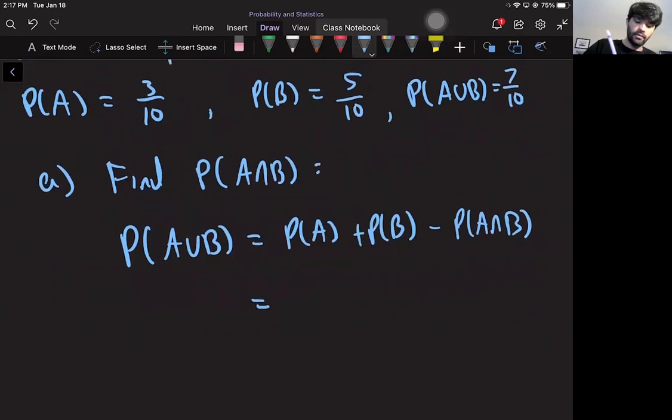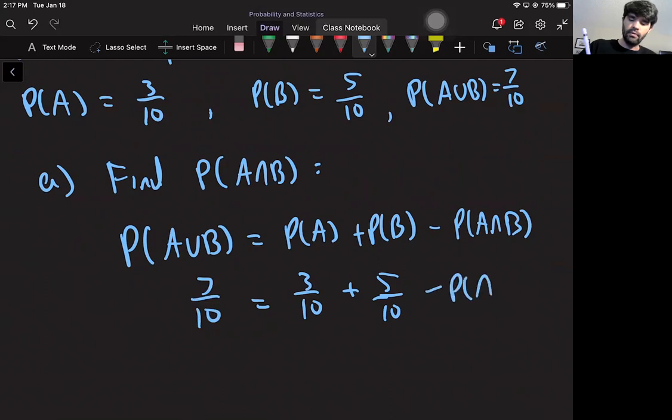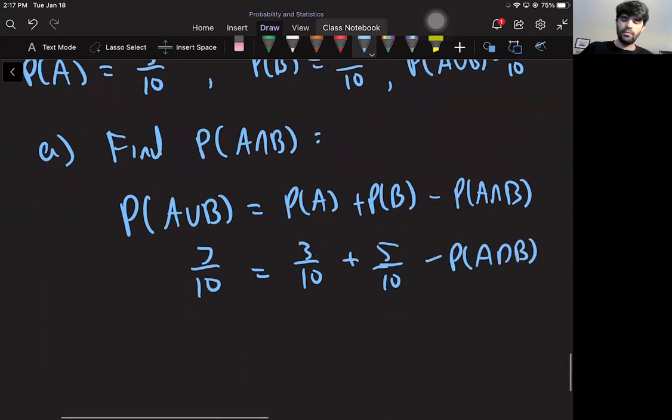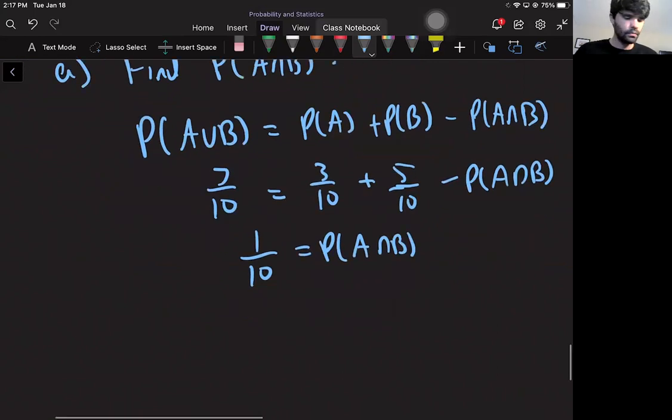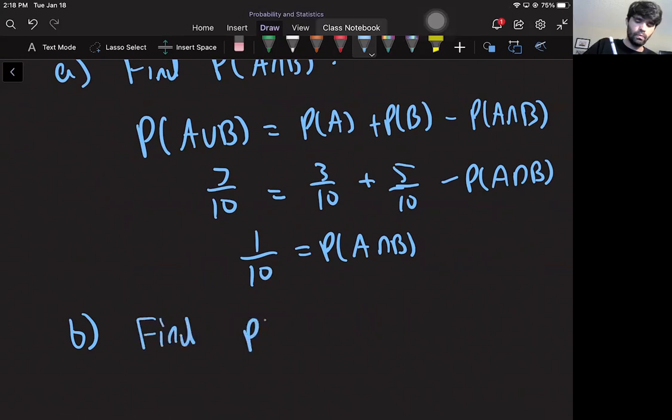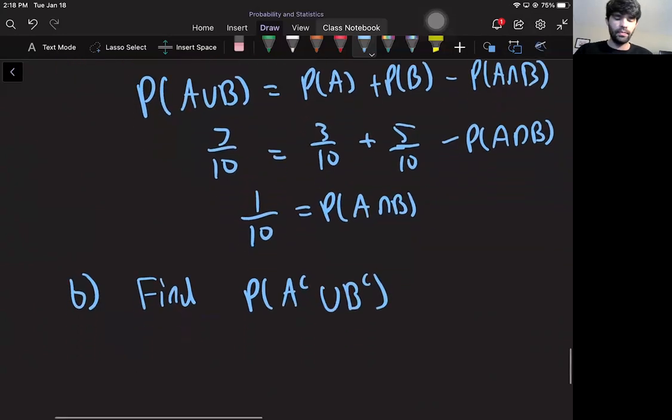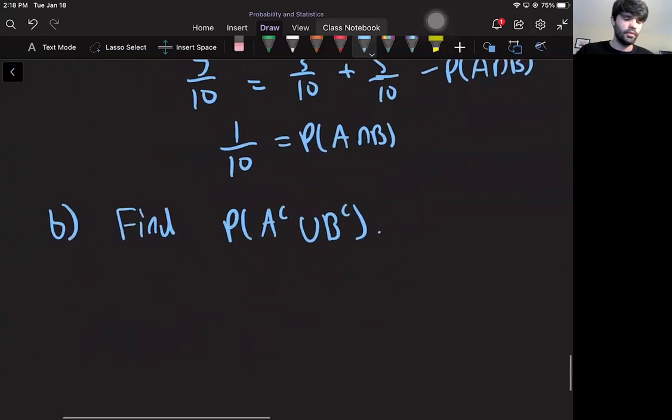Okay, so then I just gotta plug this stuff in. So this is 3/10, this is 5/10, and the one on the left is 7/10. So I can solve for this guy just by subtracting, and I end up getting 1/10 by subtracting over and then dividing out the negative. Okay, so that's that. We could do sort of more complicated ones. What about something like this? So it gets more complicated because you have to use previous things that you learned that you might not remember off the top of your head.